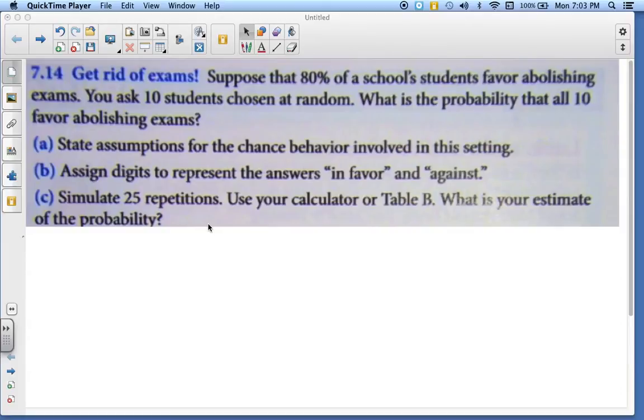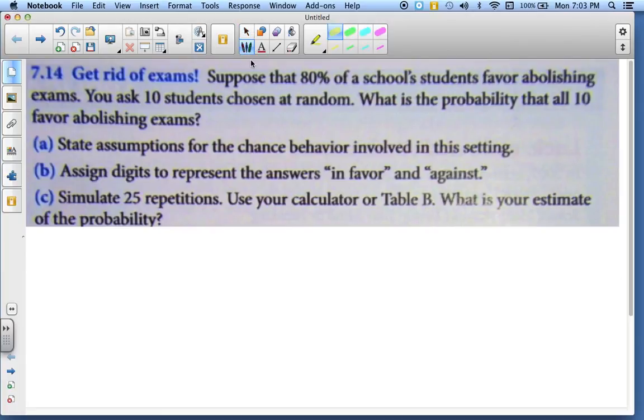Okay, here's the question that I'm going to pose to you. We want to get rid of exams. Suppose that 80% of a school's students favor abolishing exams. This is a question that we want to test. So 80% of a school's students favor abolishing exams, which means 20% do not favor it.